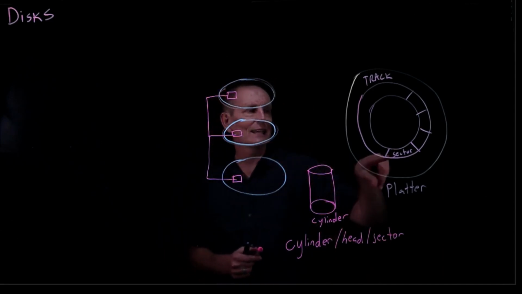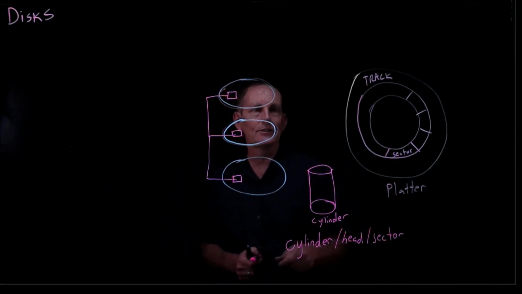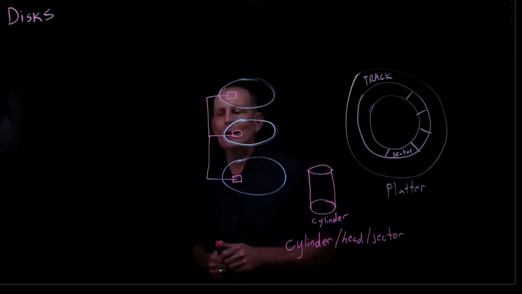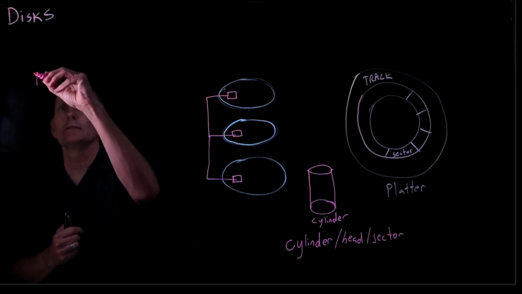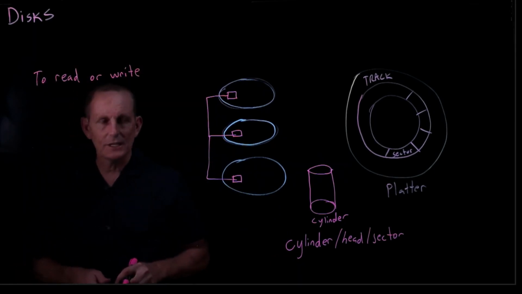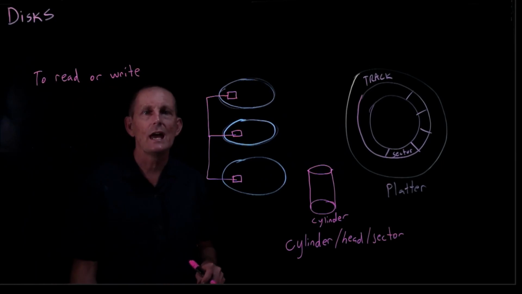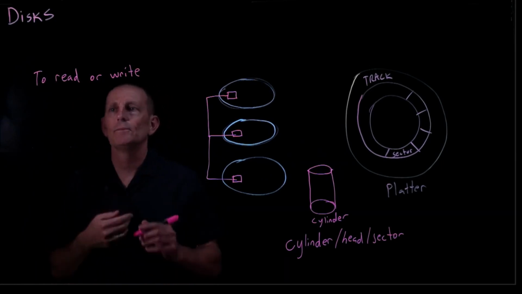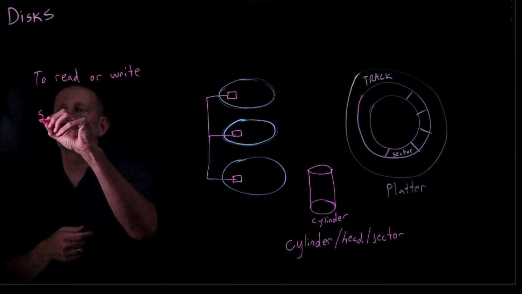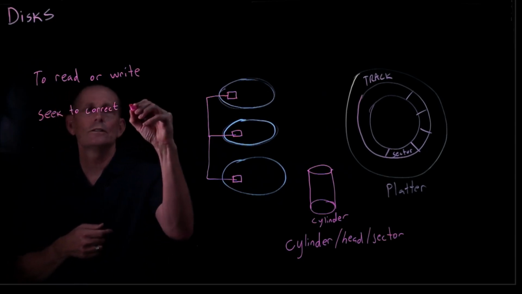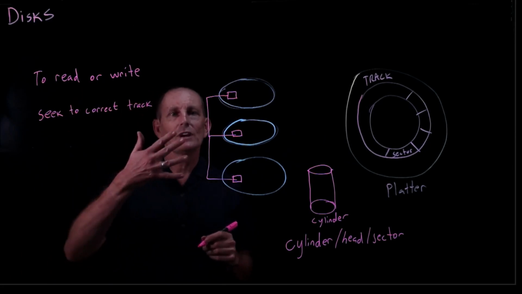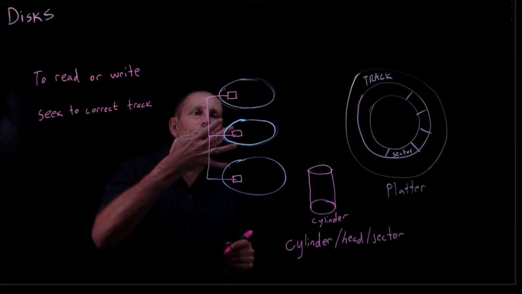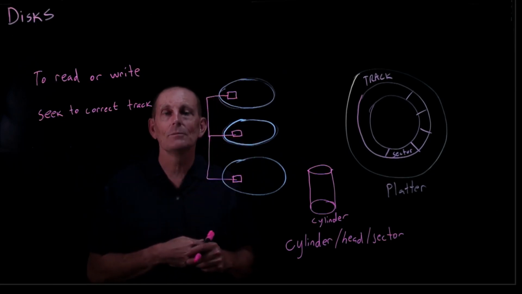When we're trying to actually access a particular location, so let's say we had this cylinder, head, and sector, how do we actually do that? Well, here's what we do when we want to read or write. The first thing we do is move the head to the appropriate cylinder or track. So we need to seek to the correct track. That is where we get seek time. We've got to physically accelerate the head, move it, and then decelerate it. It can take substantial time.